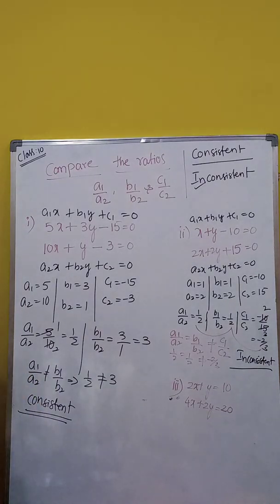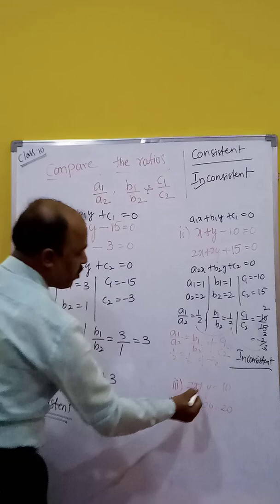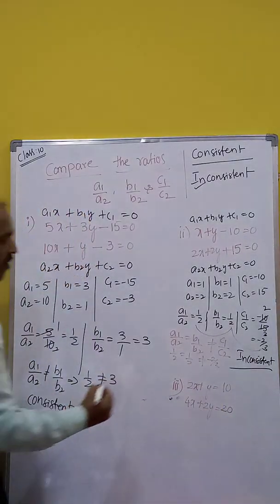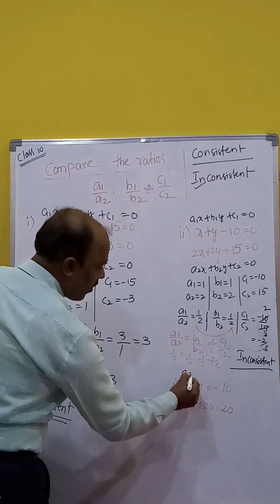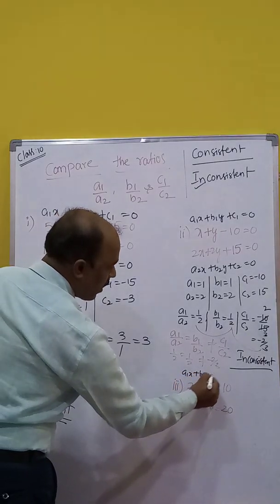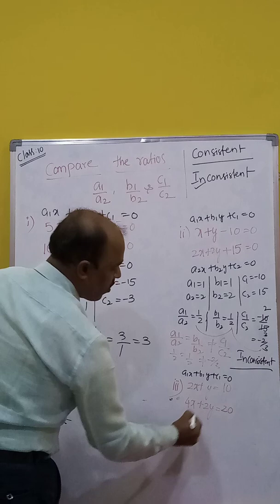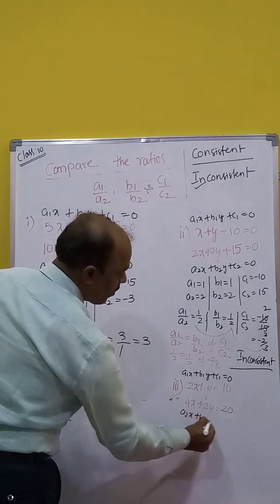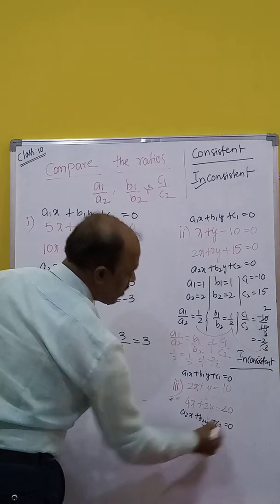We'll go for the last example. 2x plus y is equal to 10. 4x plus 2y is equal to 20. That is given. Compare it. a1x plus b1y plus c1 is equal to 0. Second one, a2x plus b2y plus c2 is equal to 0.